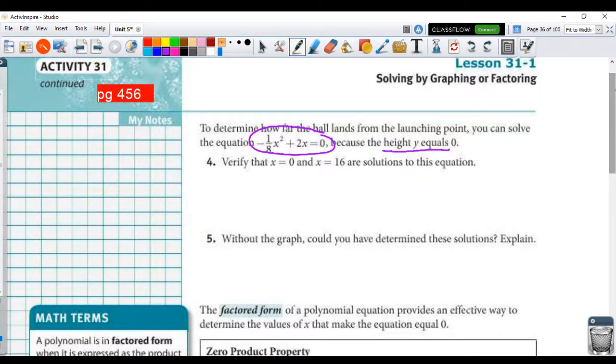So they're asking us to verify that x equals 0 and x equals 16 are solutions to the equation. So if we think back to what these numbers represented in our graph, those showed where the ball was on the ground. So these were the two x-intercepts that they gave us. To verify that these are correct, we could plug in 0 for x here and here to show that the equation is equal to 0, and we can plug in 16 for x here and here and show that the equation equals 0.